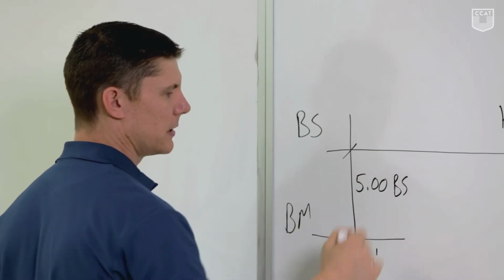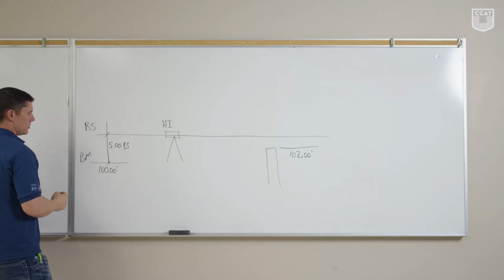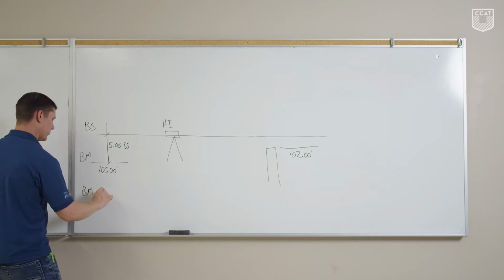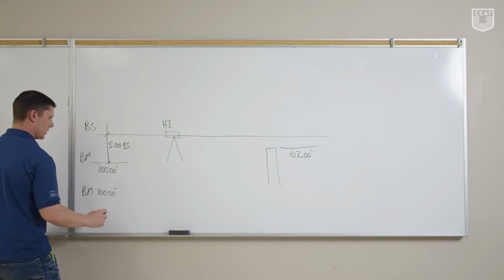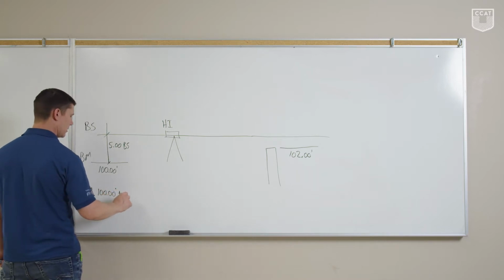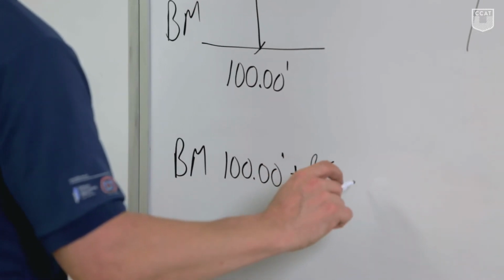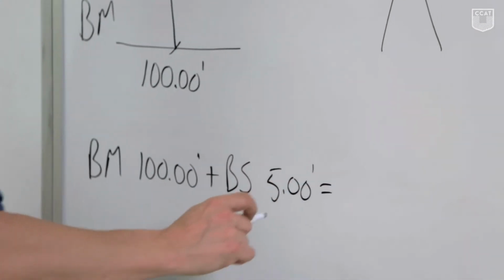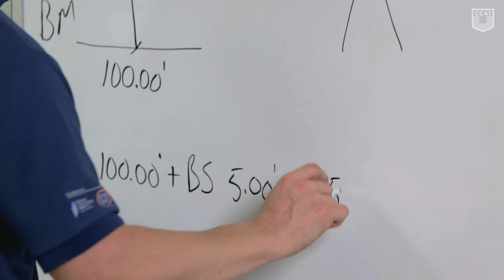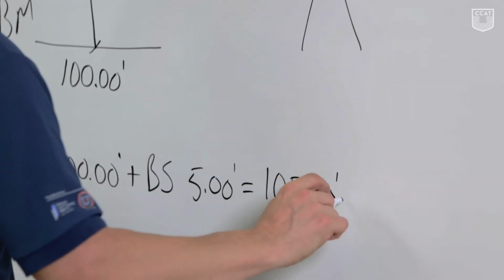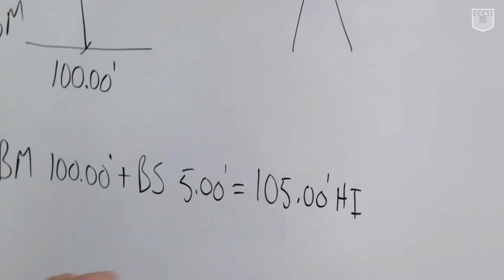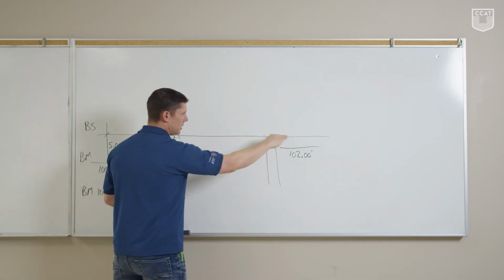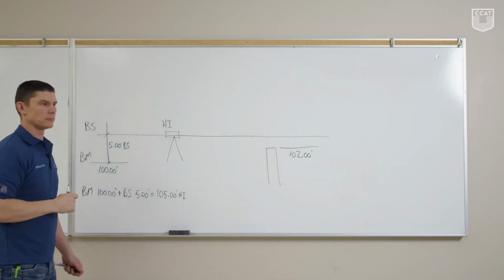Okay, that's our back sight. So we take our benchmark of 100 foot. We're going to add our back sight, which is 5 foot, and it's going to equal 105.00 foot, and that's going to be our height of instrument. So that means the elevation of this line all the way across here is 105 foot.